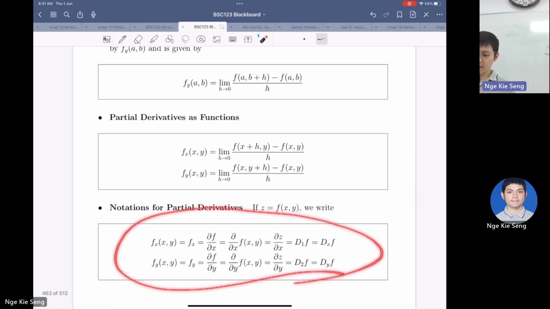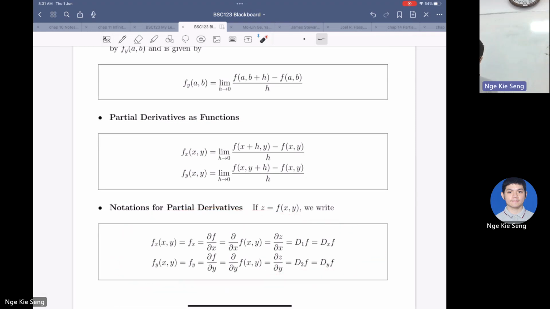So there are a lot of ways to write partial derivative. If you see these in the literature, they are the same. For example, f subscript x is equivalent to del f del x, or del of f with respect to x, or sometimes we put del z del x if we call f(x,y) to be z, or sometimes we call d1 f. Okay, so we have two variables, right?